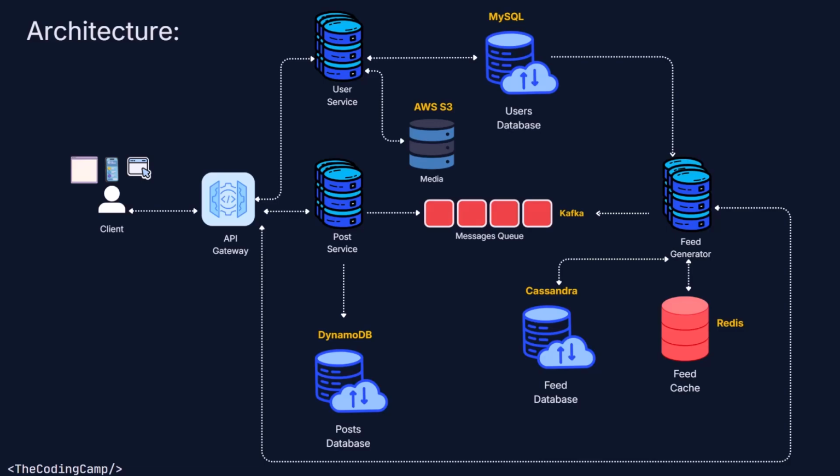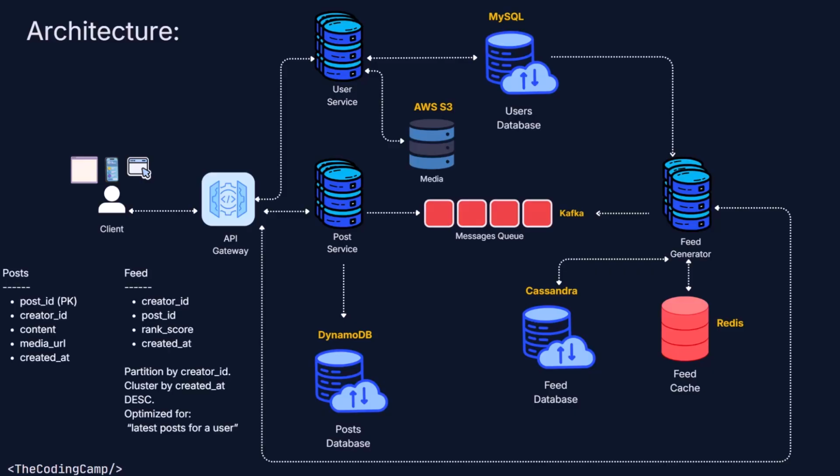Since feeds are read extremely frequently, I'd use Redis to cache the feed to make loading feed fast and reduce database pressure. For the feed database, I'd use Cassandra because it supports massive write throughput, it's horizontally scalable, and it's excellent for timeline style queries.